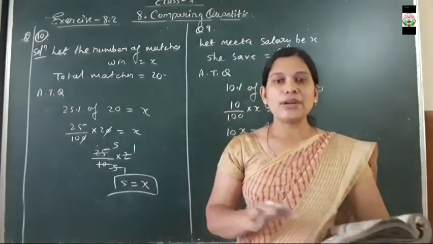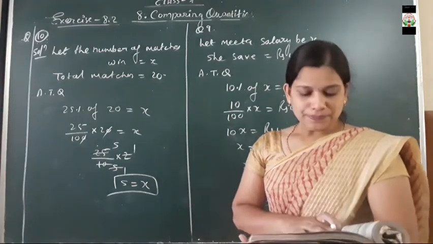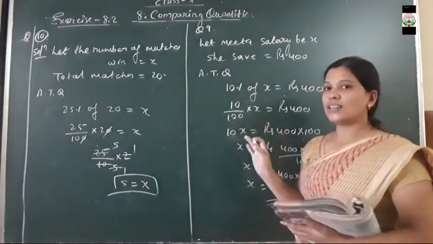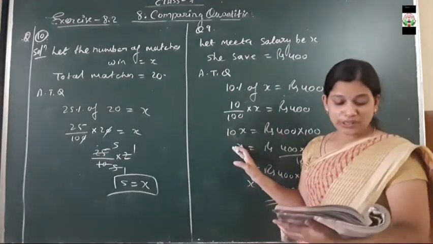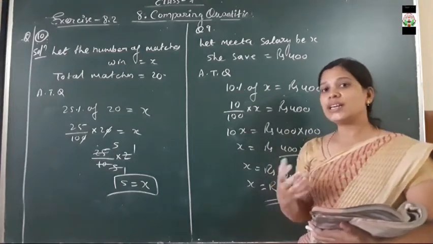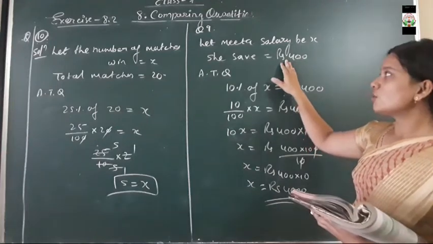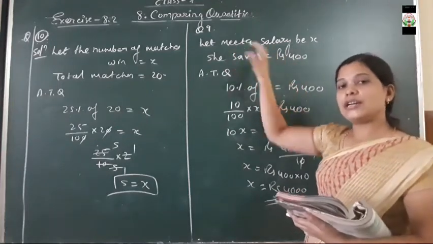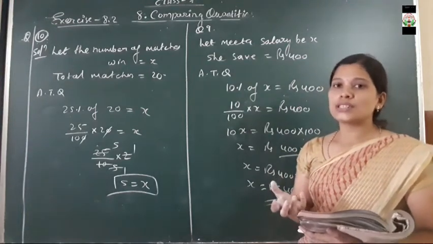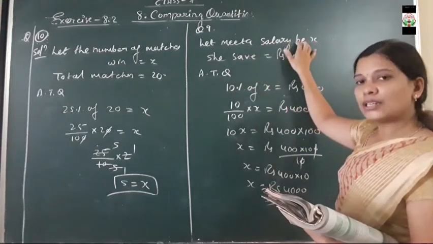Now again I am going to explain question number 9, as the light was not there and there was darkness. Now the light came. Meeta saves ₹400 from her salary. How much money does Meeta save? Meeta saves 400 from her salary. So what will be Meeta's salary, if she saves 10% of her salary? So let Meeta's salary in a month be X.